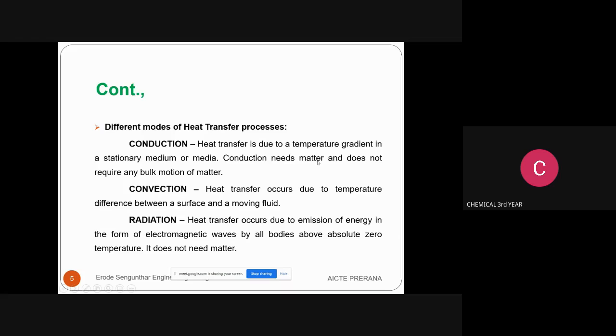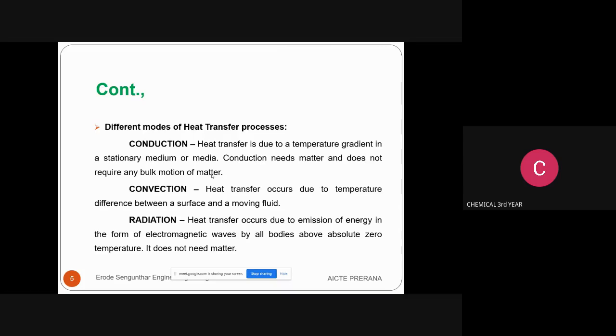Conduction needs matter and does not require any bulk motion of matter. So this is the concept I said already. Bulk motion should not be there for the matter, but inside the matter, atoms, molecules or electrons, whatever it may be, can move. Due to that motion only, the heat will transfer inside the body, from one end of the body to the other end of the body. This is the conduction process.